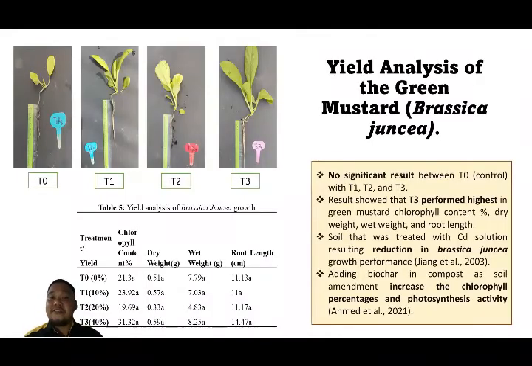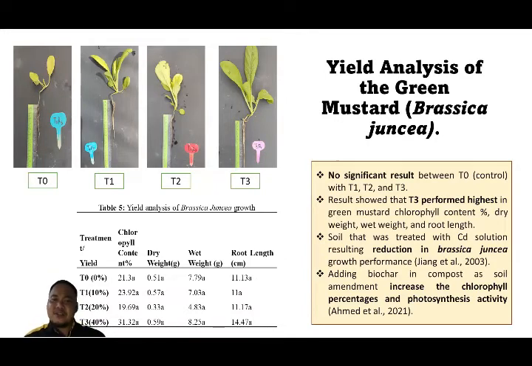And last, we go to the results and discussion for the yield analysis of green mustard. As the result shows in table 5, there is no significant result between T0 and T1, T2, and T3. However, the result shows that T3 performed highest in green mustard chlorophyll content percentage, dry weight, wet weight, and root length.